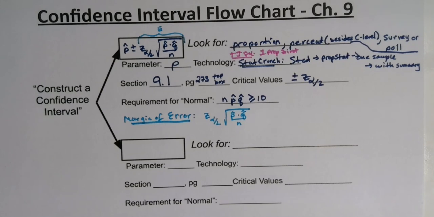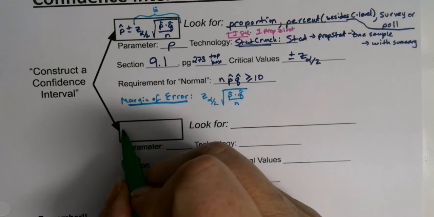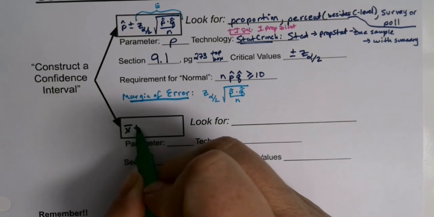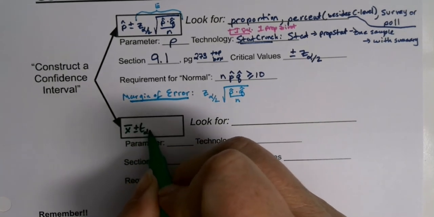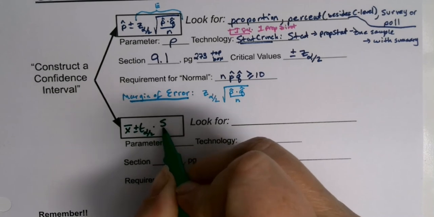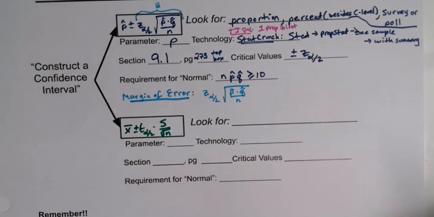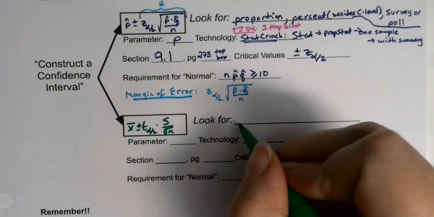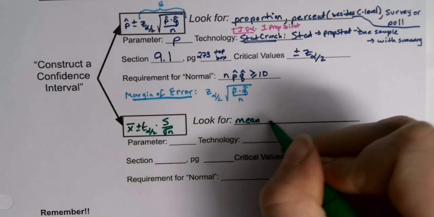All right, now what about the other confidence interval? So this one's going to be for proportions, this top one. So if it's talking about proportions, that's the one. So what's the other formula? Well, the other formula is x bar plus or minus t alpha over 2 times s over the square root of n. That one will be looking for mean or average, right?